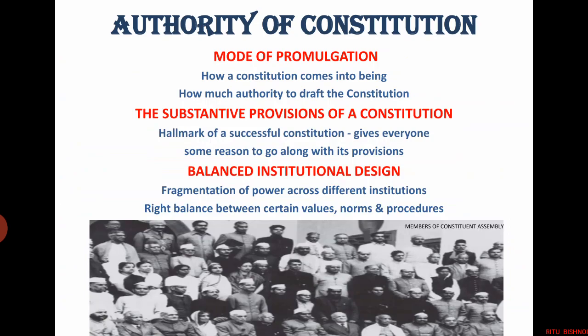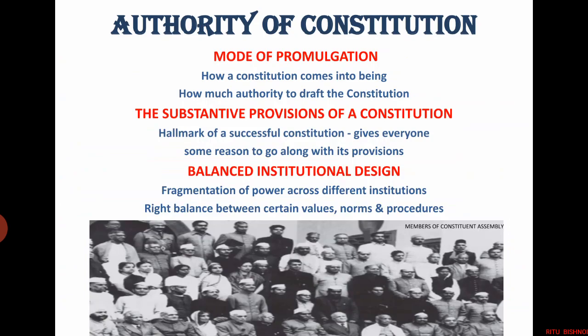Second, the substantive provisions of a constitution. The hallmark of a successful constitution is that it gives everyone in society some reason to go along with its provisions. The more a constitution preserves the freedom and equality of all its members, the more likely it is to succeed. The significant provisions of our constitution guarantee certain fundamental rights which are protected by the judiciary and also establish India as a democratic republic. Hence, India cannot become a monarchy or a dictatorship under the constitution.